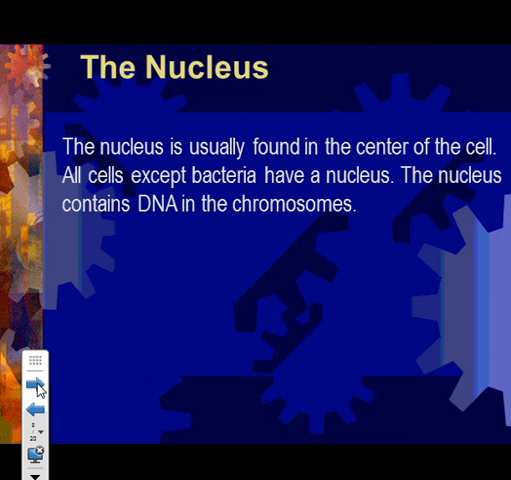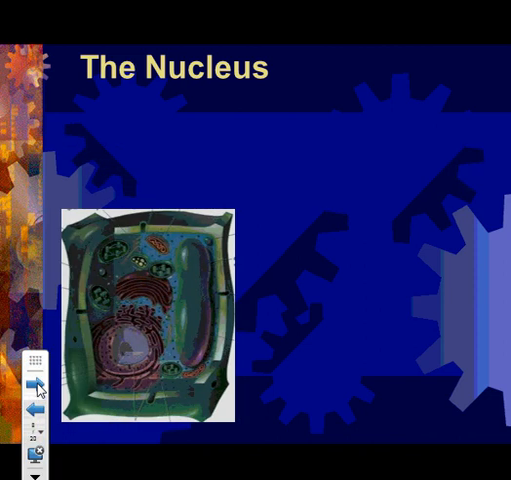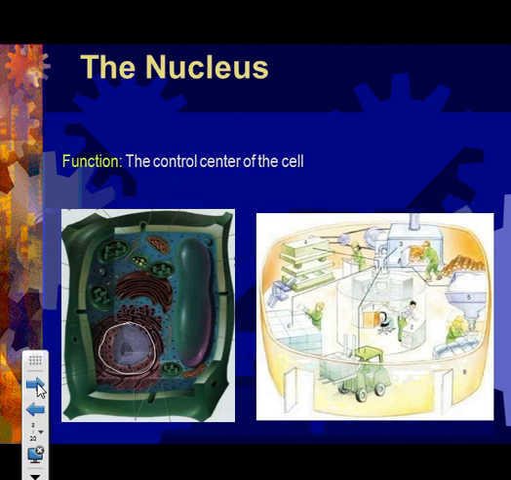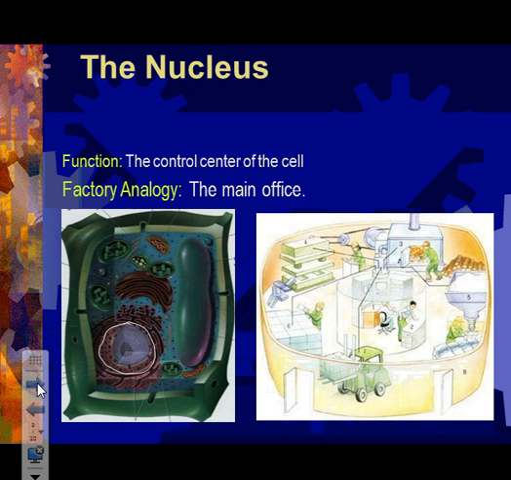Next, we have the nucleus. The nucleus is usually found in the center of the cell. All cells except bacteria have a nucleus. The nucleus contains DNA in the chromosomes. There we see the nucleus, that large round structure. Its function is the control center of the cell. In our cell factory, it would be like the main office where all of the decisions are being made and everything is being controlled from.